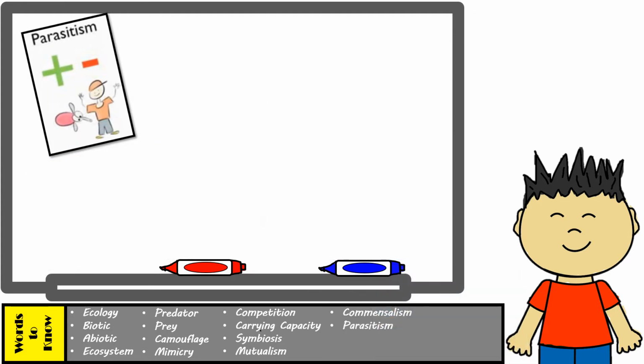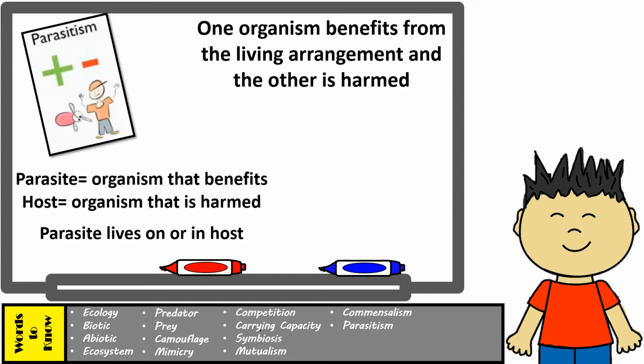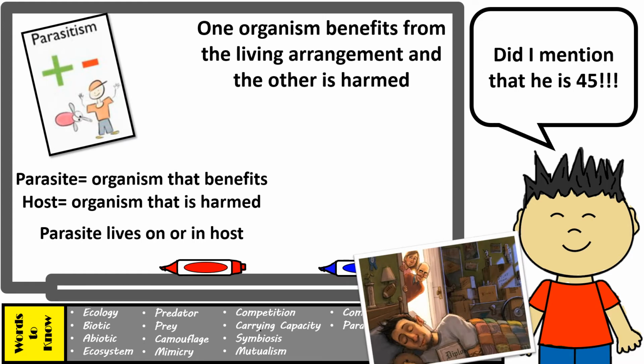Lastly, parasitism. This is another symbiotic relationship in which one organism benefits while the other organism is harmed. Now, the organism that benefits is called the parasite, which lives on or in another organism called the host. Now, the parasite benefits because it gets nourishment and shelter from the host. On the other hand, the host gets harmed.